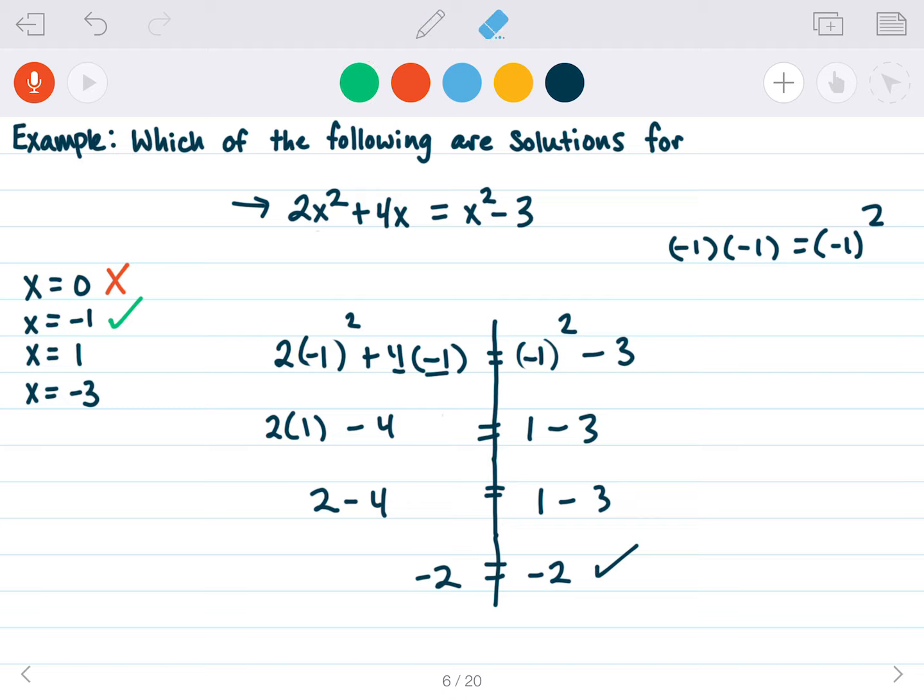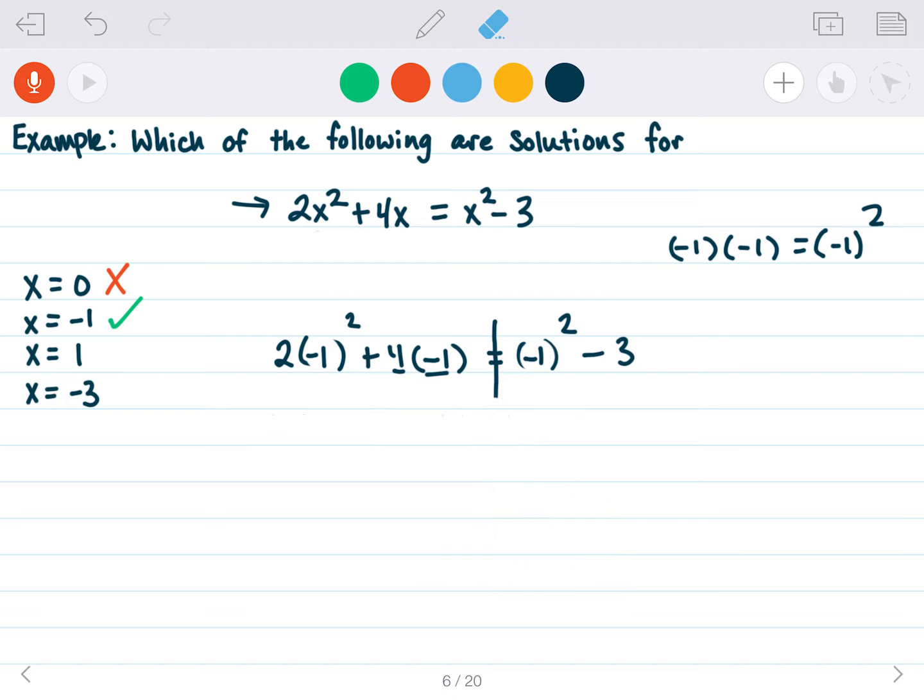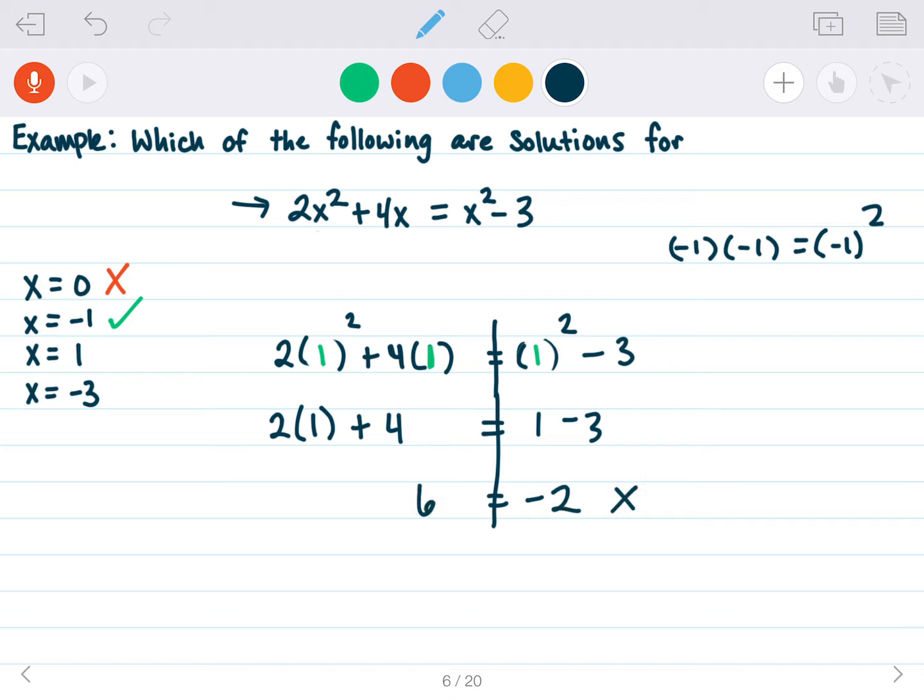Let's try x equals 1. Same process, I'm just subbing in 1 here. Okay, looking at the left side, I get 2 times 1 squared, which is 2 times 1, plus 4 times 1, which is 4, equals 1 squared, which is again 1, minus 3. If I simplify, 2 plus 4 is 6 equals 1 minus 3, which is negative 2. That is not a true statement. So x equals 1 is not a solution. And finally, let's do x equals negative 3.